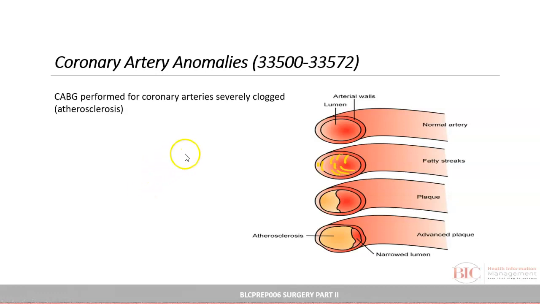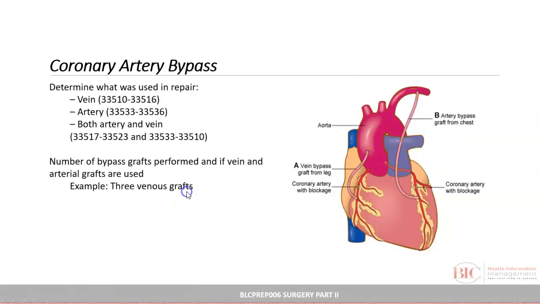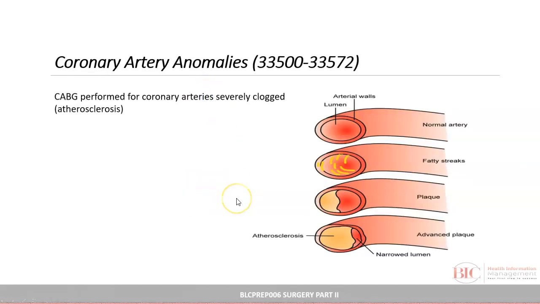One verbiage you will hear is a CABG, which is a coronary artery bypass graft, but you will always hear them called a CABG. These are performed on the coronary arteries that are severely clogged. They have atherosclerosis. Your range of codes here are going to be 33500 to 33572.